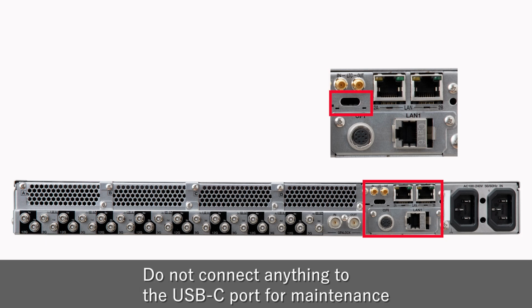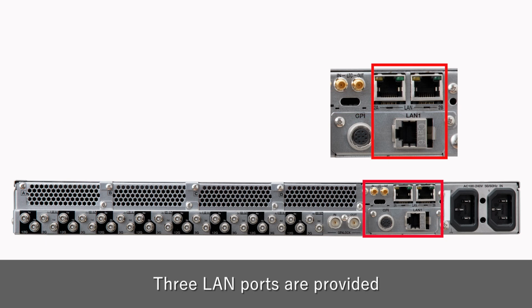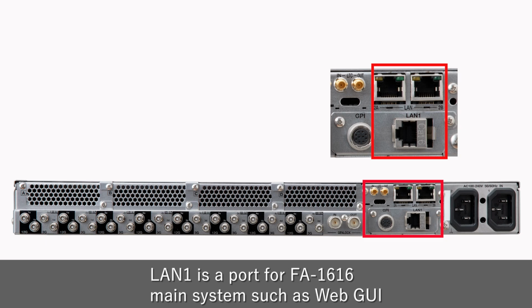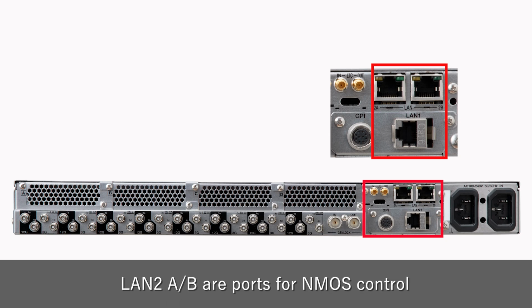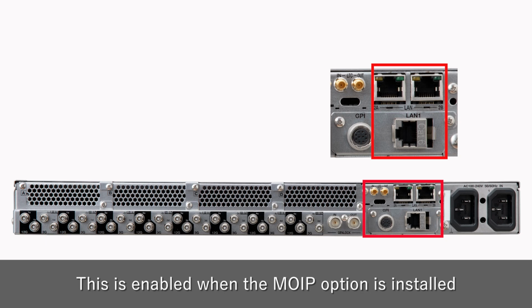Do not connect anything to the USB-C port as it is used for maintenance. 3 LAN ports are provided. LAN 1 is a port for the FA-1616 main system, such as the Web GUI. LAN 2AB are ports for NMOS control. This is enabled when the MoIP option is installed.